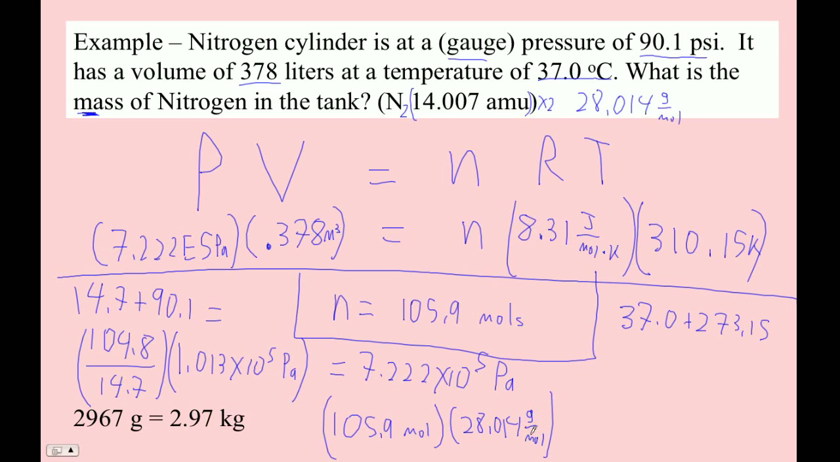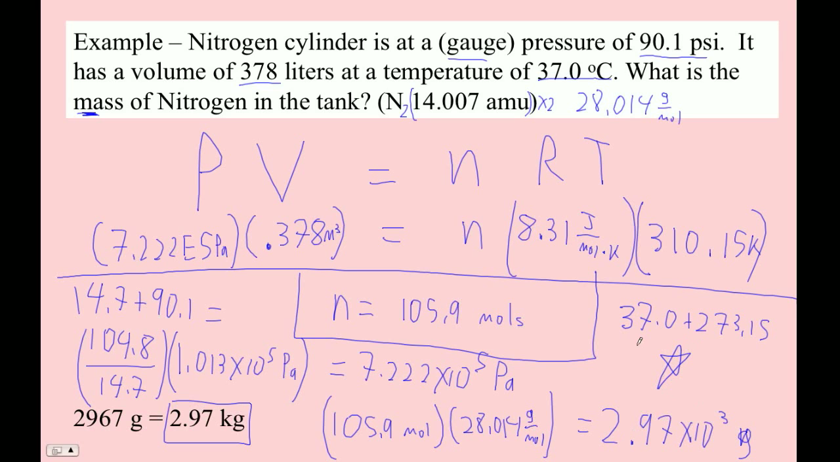So times, and I'm getting 2.97 times 10 to the 3rd. And that's kilograms, right? Wait, oh, that's grams, right? So if you want to get rid of the 10 to the 3rd, you'd say it's that many kilograms, right? Yay. Okay, that's what it is.